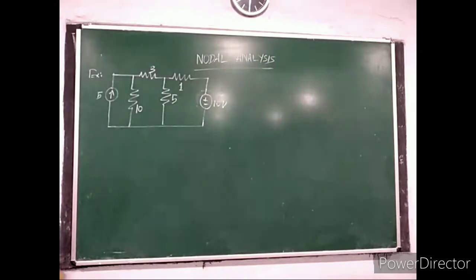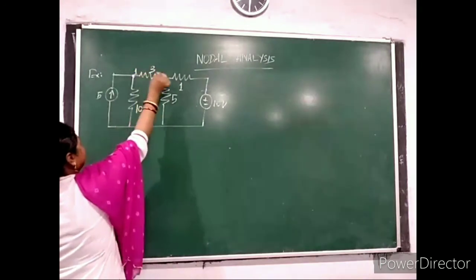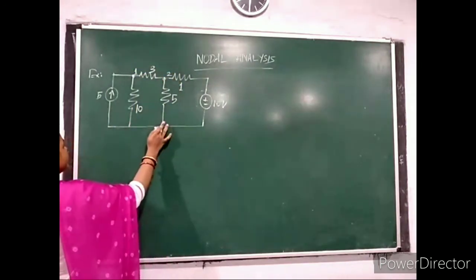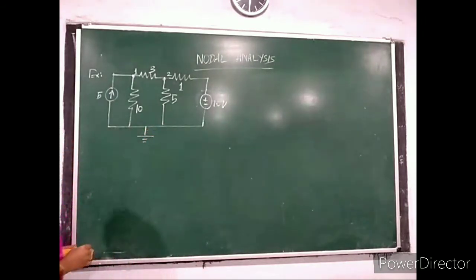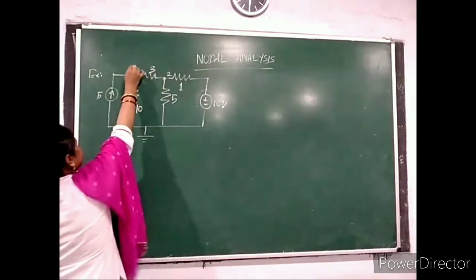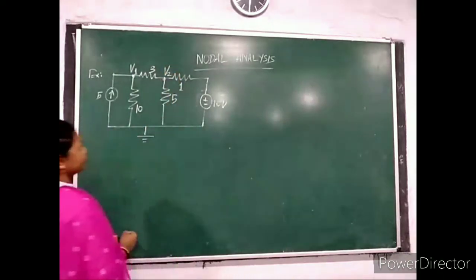In this example, the question is to write the nodal equations and also to find each branch current. Here all the resistances are in ohms. In this circuit, first you find how many nodes there are. You see 3 nodes: 1, 2, and the combination of these two is the third one, which we take as a reference. Next, I assign voltage V1 for node 1 and V2 for node 2.